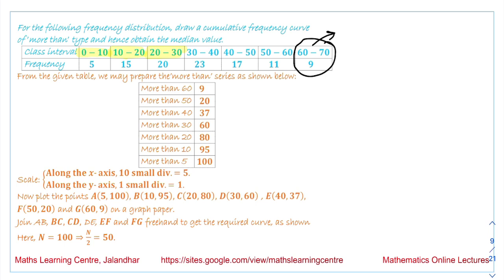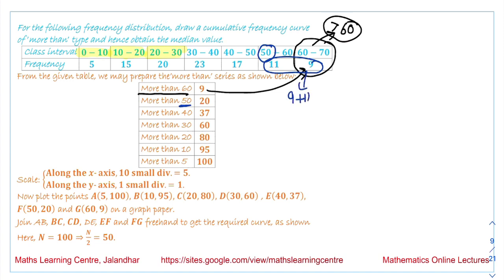We are saying how many values are there which are greater than 60. We are talking about more than 60: there are 9 values. How many values are there which are more than 50? More than 50 there are 9 plus 11, that is equal to 20 values. Next, how many values are there which are greater than 40? These 3 values we are talking about.